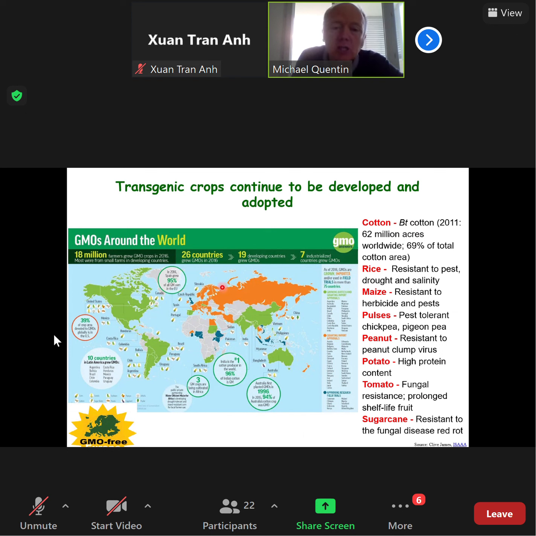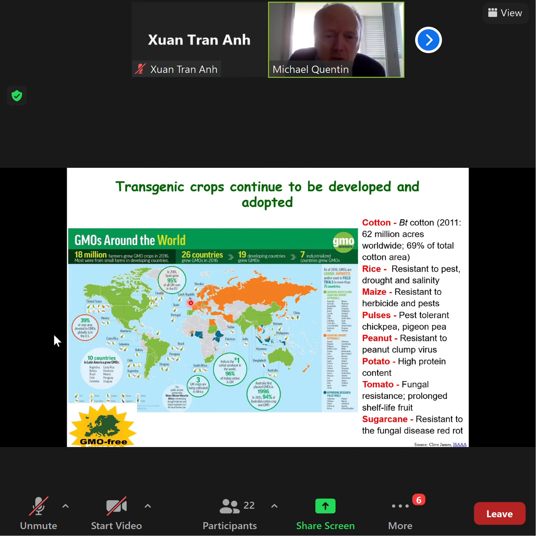Then you have the countries in orange. It's countries like France. It's mainly Europe, where it's not allowed to grow GMO in the field. There is one exception, which is Spain. And in Spain are grown 90% of the GMO plants that are grown in Europe, because it's finally the only country where GMO culture is allowed.